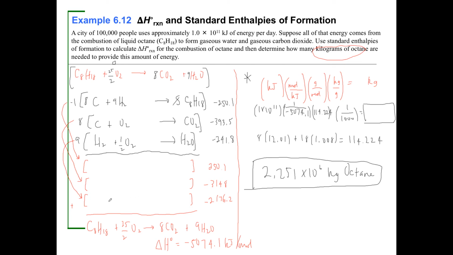And then this is Hess's law, which is section 6.8, Hess's law. Okay. Hope that's helpful.